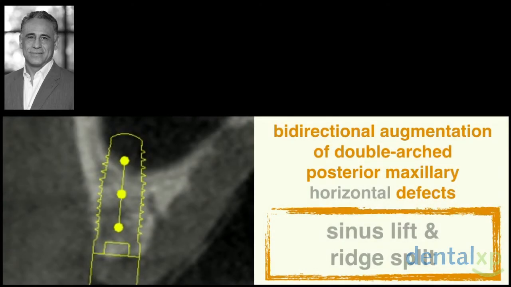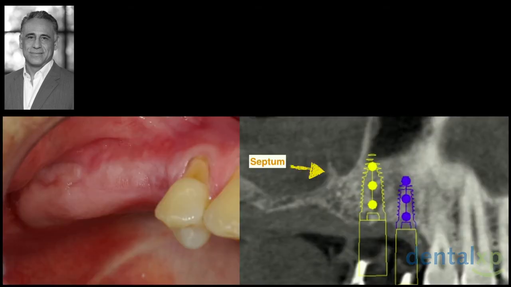The next level is sort of talking about sinus and horizontal deficiencies, where I'm going to talk about a technique that is a sinus lift and a ridge split technique. So here's a patient that presented missing 2 teeth in the back, which are planned for implants. Here's our sinus, with a little bit of a septum in the sinus. We're going to be aware of that.